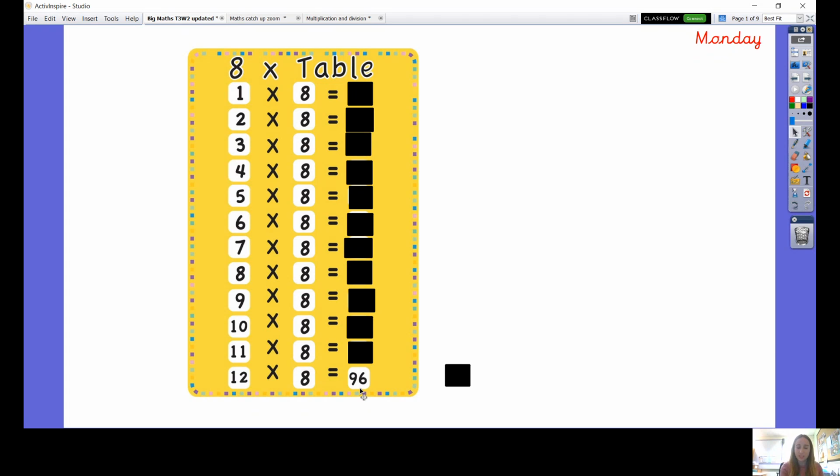And the last one, 12 times 8 is 96. Now I like to think of 12 times 8 as being a combination of 10 times 8 and 2 times 8. And I know those facts really well. So I know that 12 times 8 is going to be 96, because 80 add 16 is 96. Okay, so you might use that to help yourself.